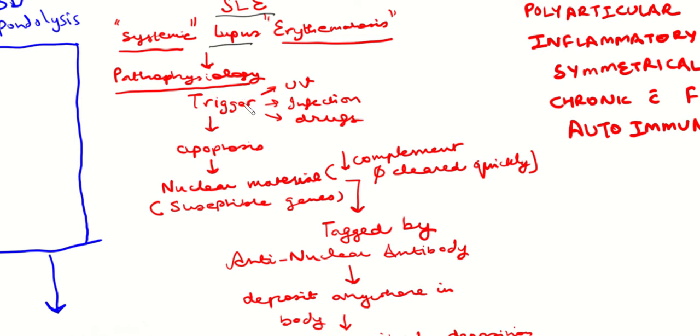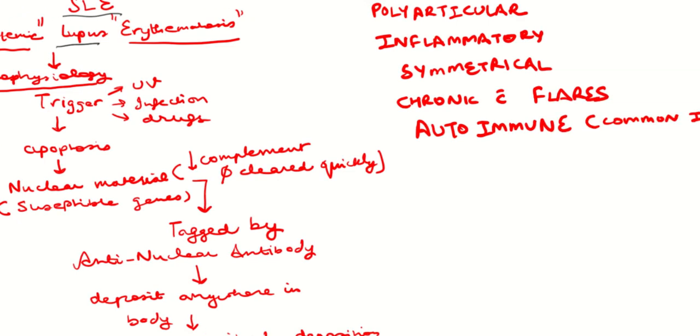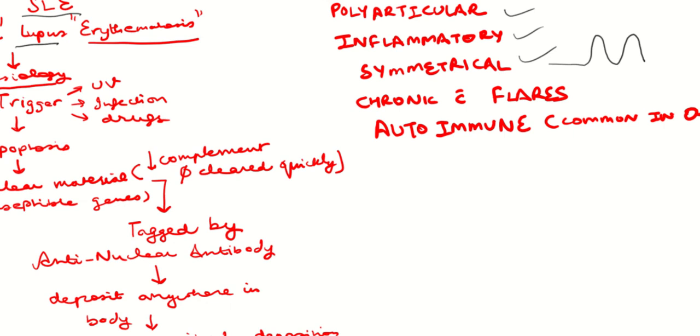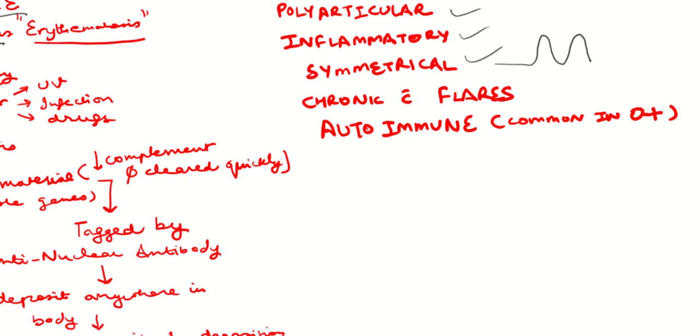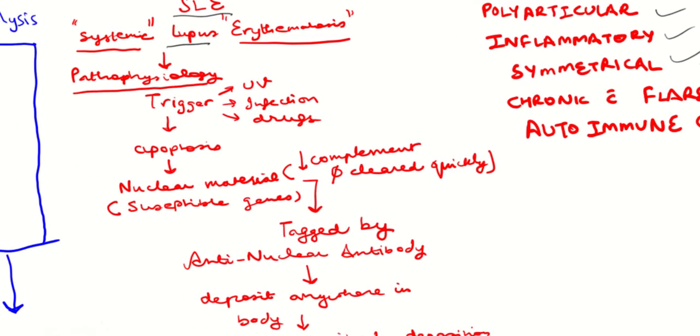Pathophys. What causes it? Before we do that, how does it present? So again, polyarticular, as we covered, it is inflammatory in nature, symmetrical. So that's where it's different from a disease like osteoarthritis. It's got a chronic phase, and then you got flares of this disease, and then it's autoimmune. So again, it's where the immune system attacks itself. It's more common in females.